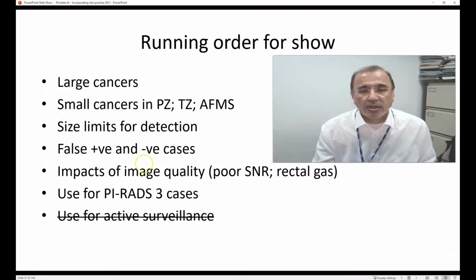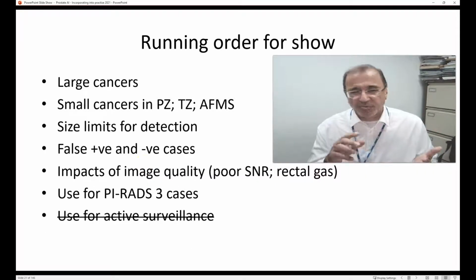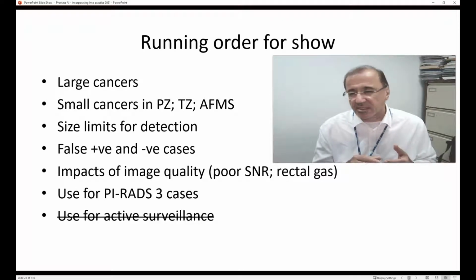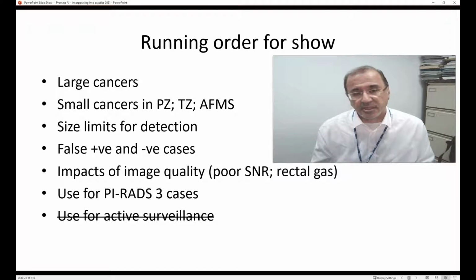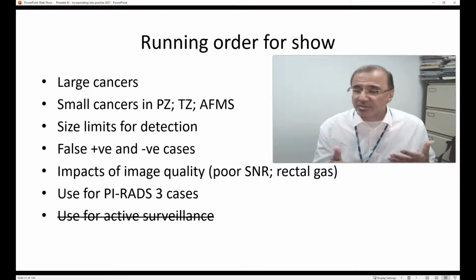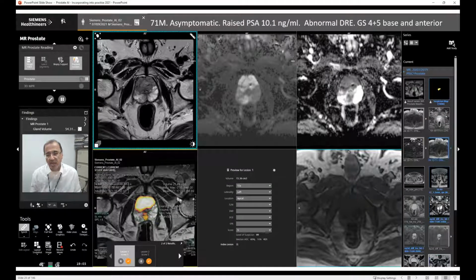So now let's look at a few cases. We'll start off with a few large cancers, then a few small ones, and then discuss size limitations. I'll show you some false positive and false negative cases. I'll discuss the impacts of image quality and its use for PIRADS 3 cases, but we won't be discussing active surveillance. So here's a man with a large cancer.